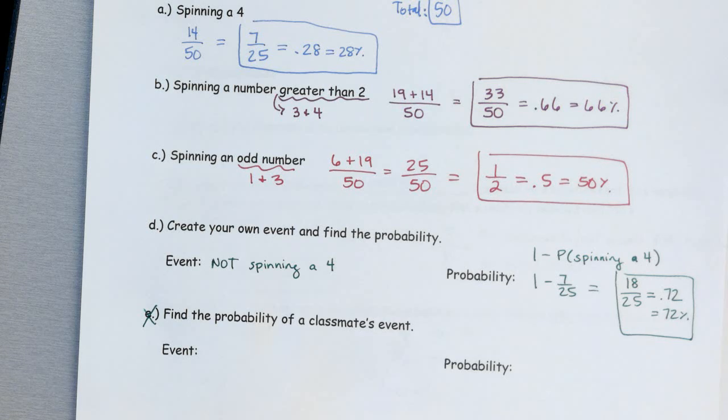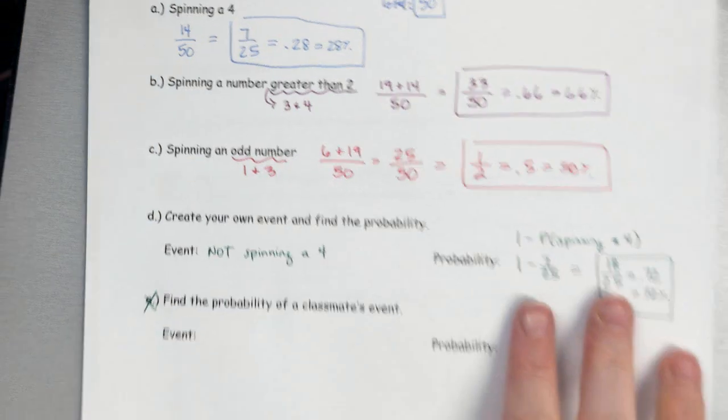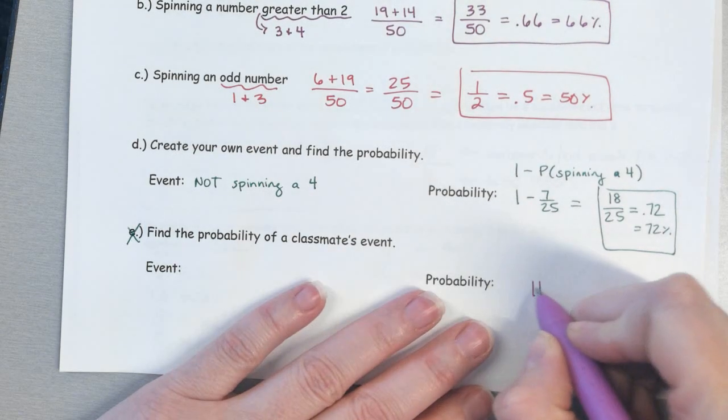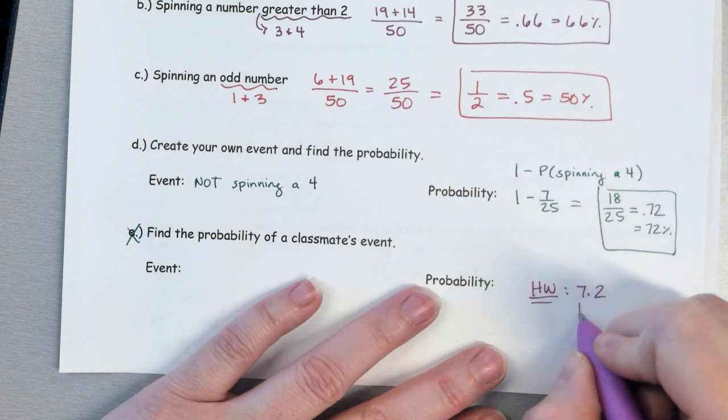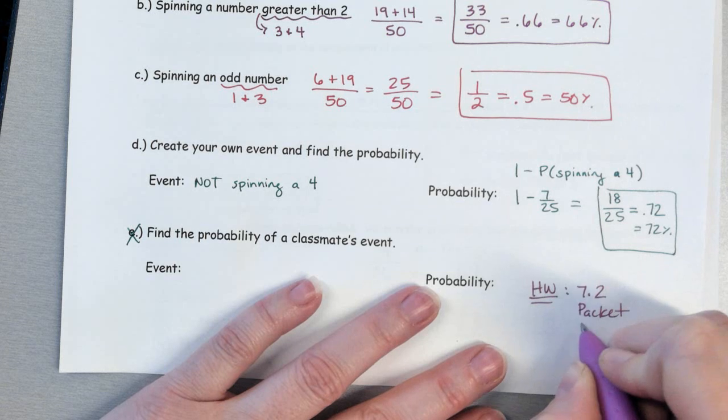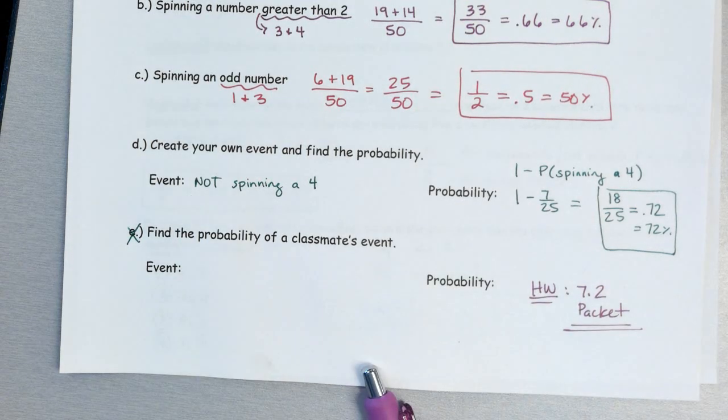Now I'm going to give you your homework, and I'm going to give you the rest of the time to work on this. Your homework is a packet, and it's mandatory. There's a 7.2 packet. You can see that some of these problems are going to go very quickly. I'm very confident that you can finish the first page in here.